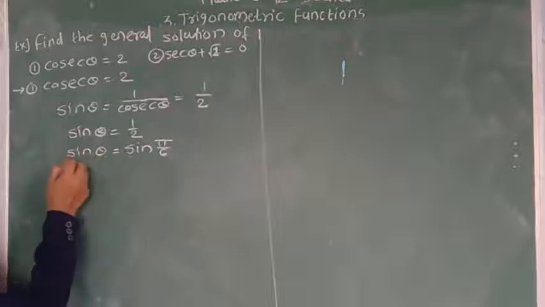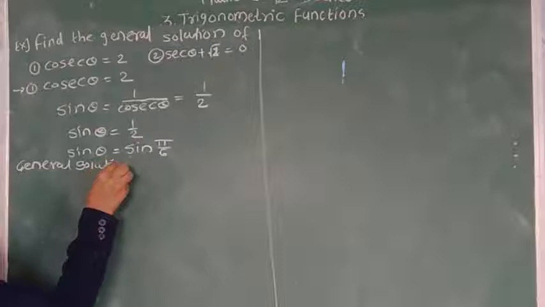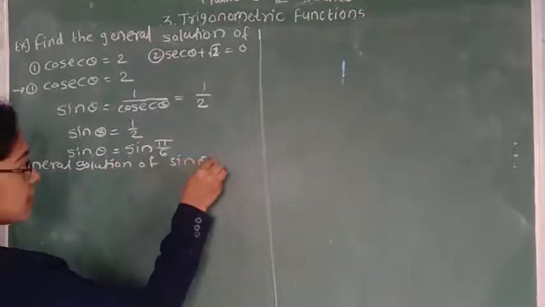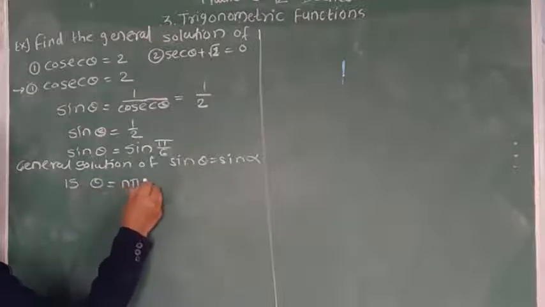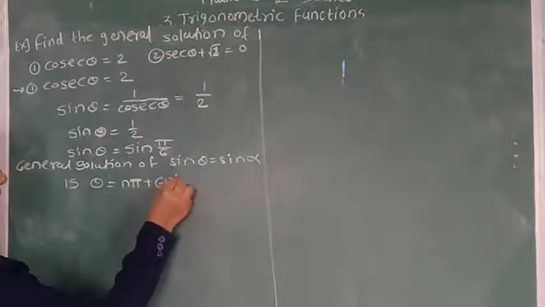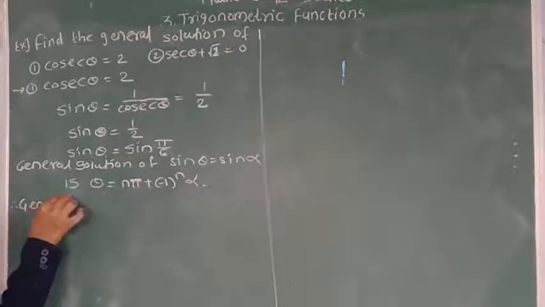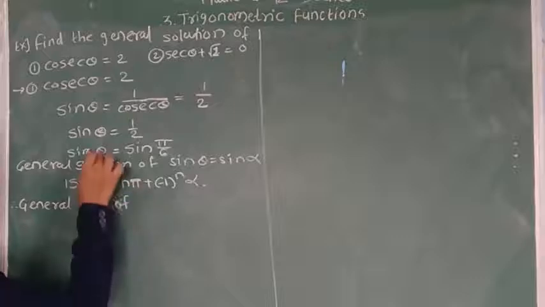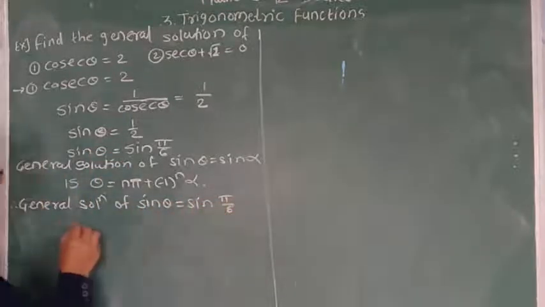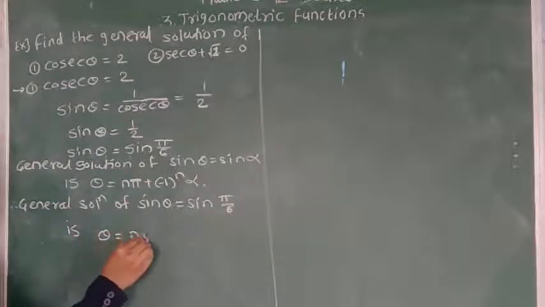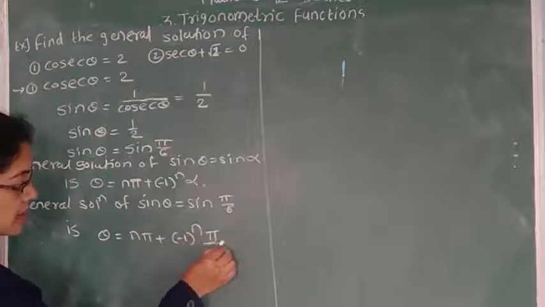So we know the general solution of this form. General solution of sin theta is equal to sin alpha is theta is equal to n pi plus minus 1 raised to n alpha. So therefore general solution of sin theta is equal to sine of pi by 6 is theta is equal to n pi plus minus 1 raised to n alpha, where alpha is pi by 6.